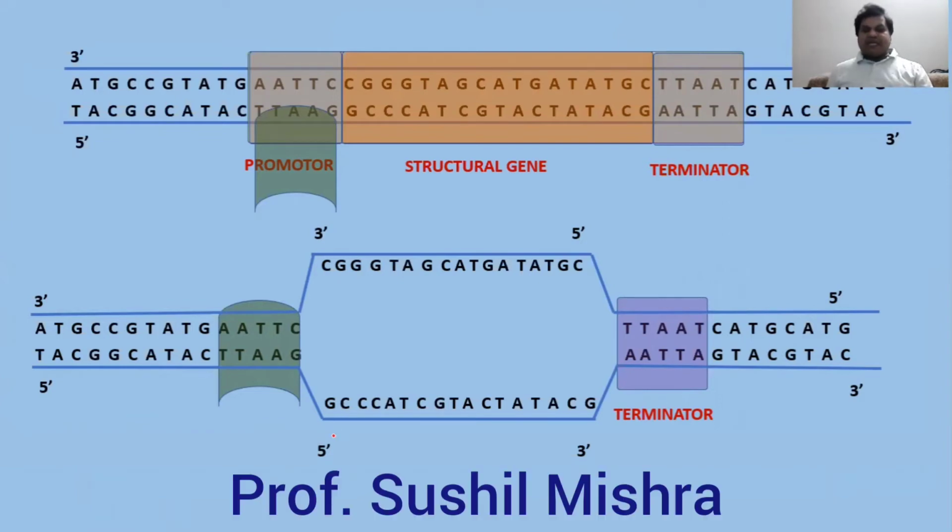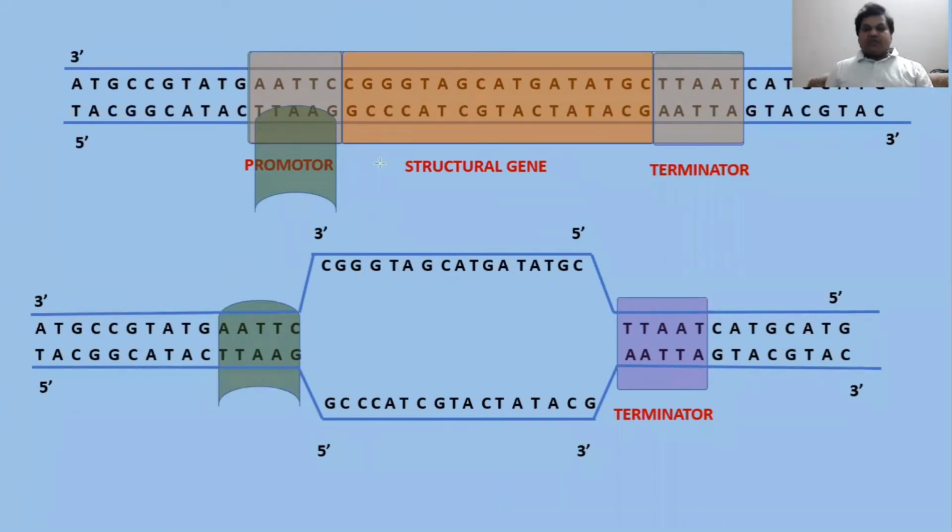Now you will find that there are two strands which are running opposite to each other. The strand which runs 3' to 5' is called the template strand, on which mRNA is produced, while the strand which runs 5' to 3' is called the coding strand. On this, mRNA is not produced. But remember, direction is determined by the coding strand.